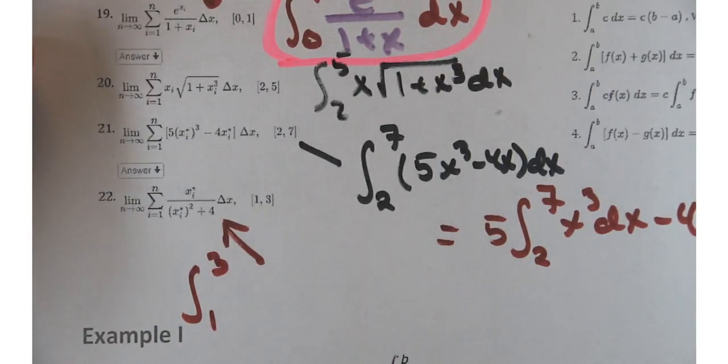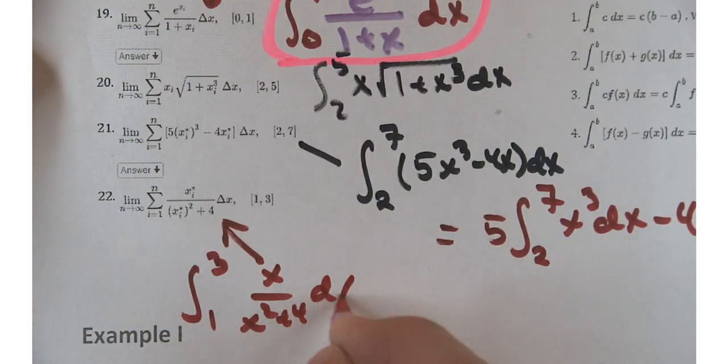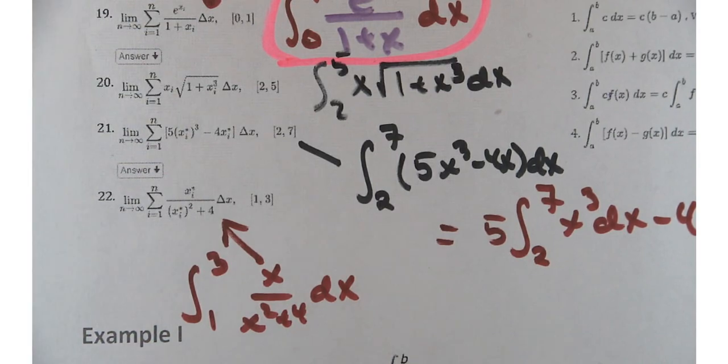So the last one, integral from 1 to 3 of x over x squared plus 4. And don't forget that dx, please.